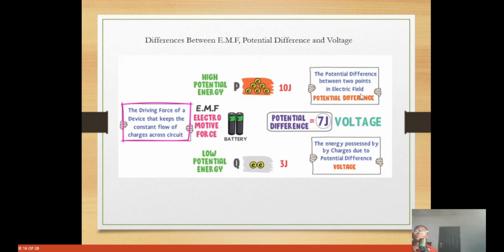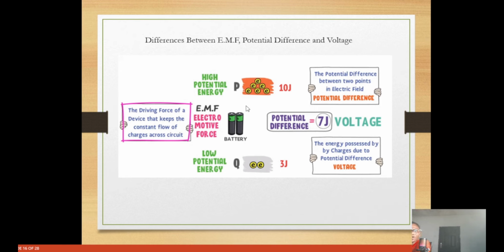So the potential difference between 2 points in an electric field is the difference between this place and this. So you can see that we have 7 joules, and that gives us the voltage, and that is the energy possessed by the charges due to potential difference. This voltage is what we are going to use. The voltage is what is usable here.